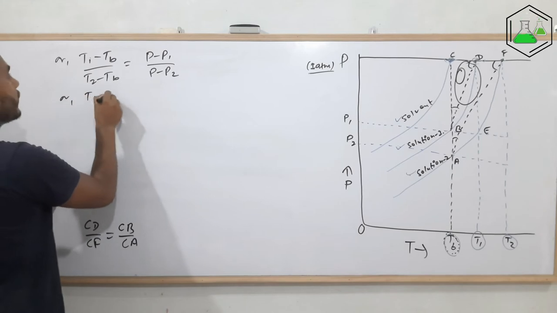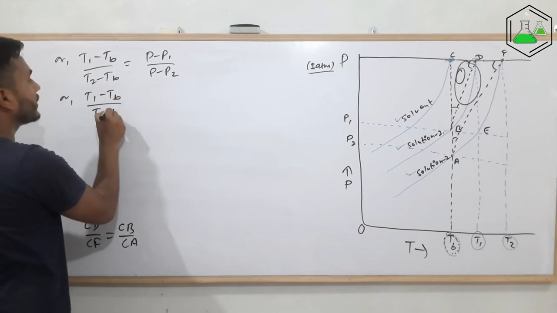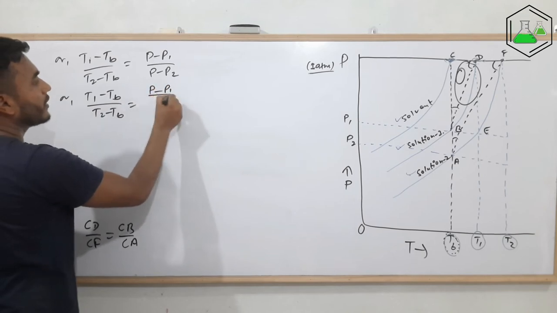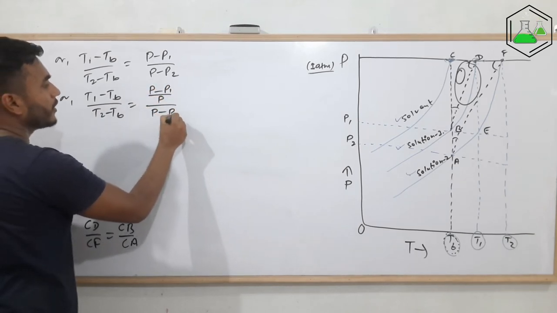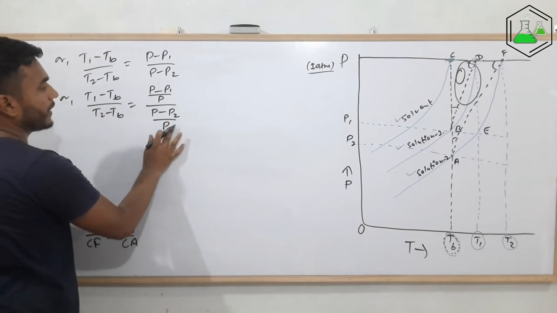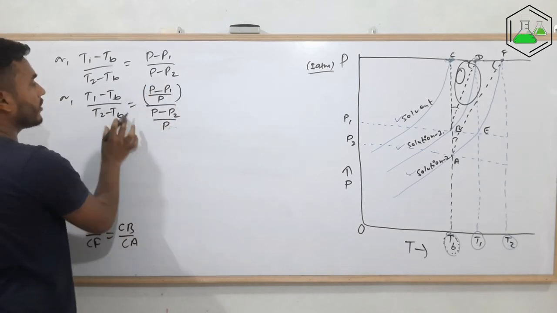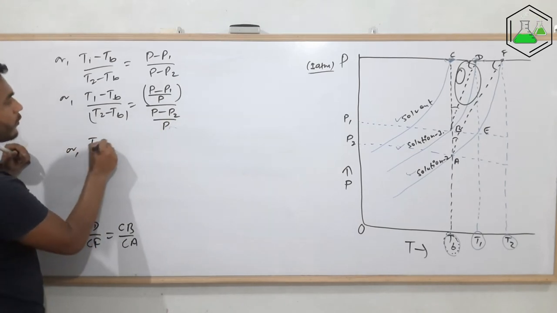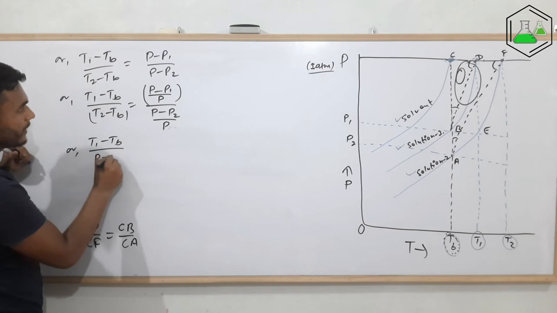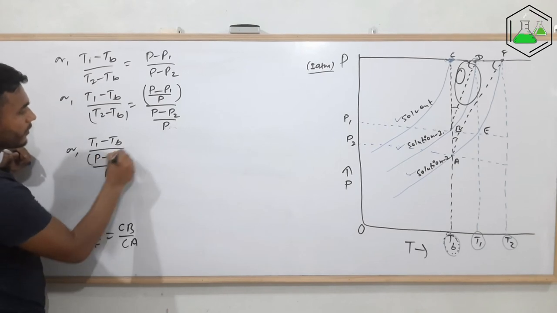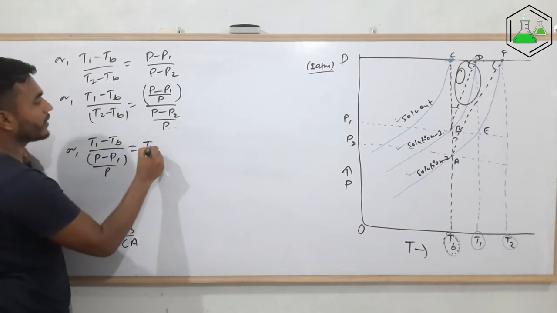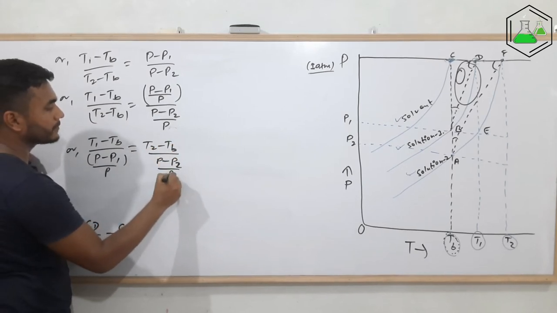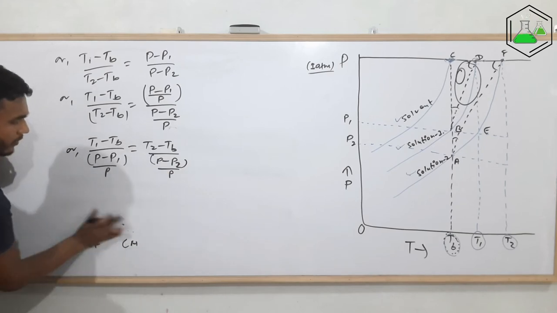Now we can do one thing. T1 minus TB by T2 minus TB is equal to, let's divide both numerator and denominator by P. Now take this whole value to this side and this whole value to that side. That is cross multiplication. What will happen? T1 minus TB by P minus P1 by P, we get this much, is equal to, T2 minus TB by P minus P2 by P, we get this much. Now what do we see over here? Look at here.